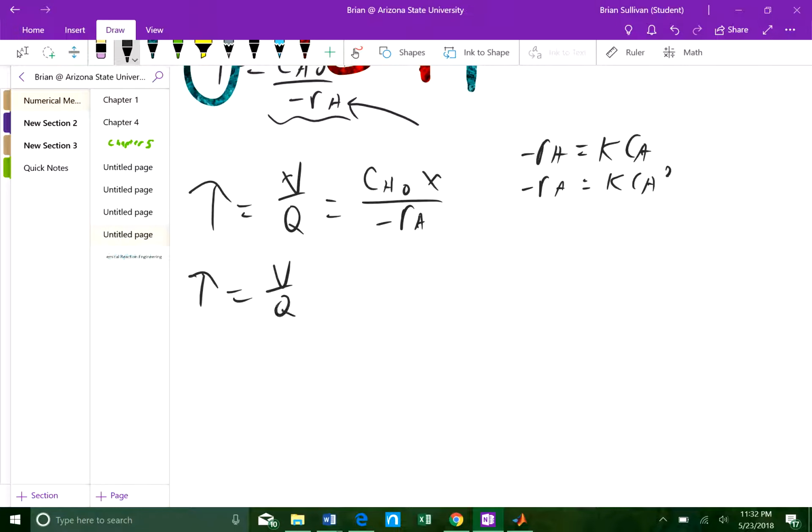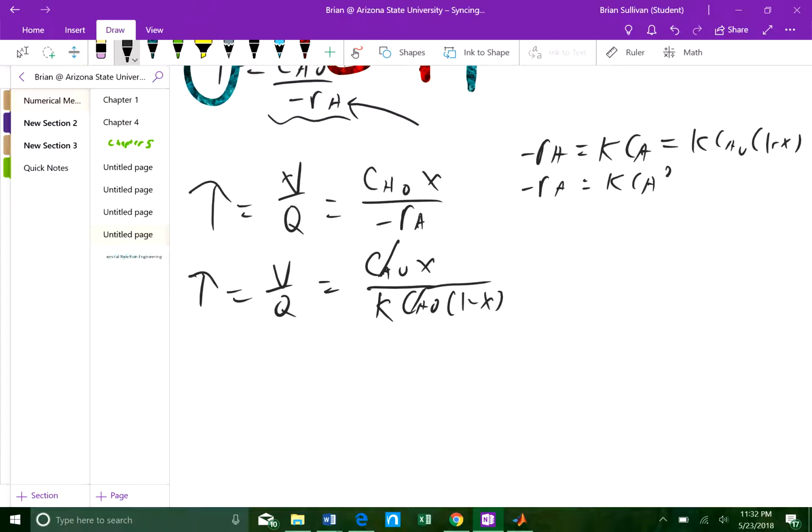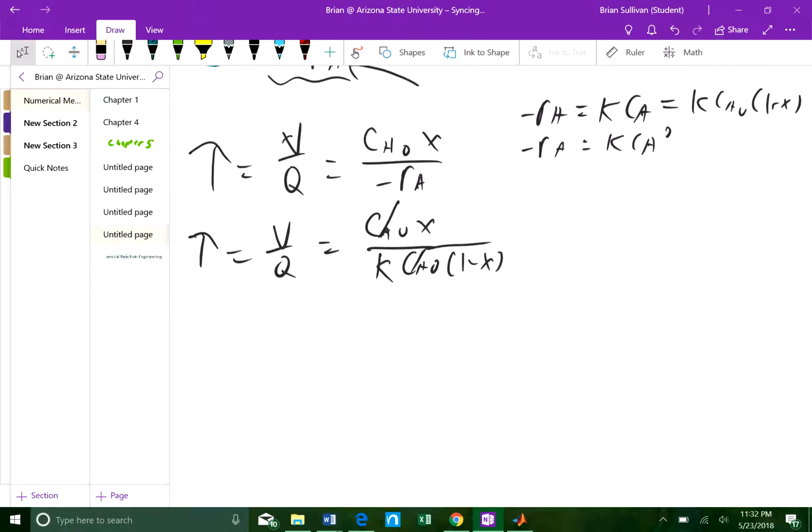So V over Q, which is going to be equal to C_A0 X over negative r_A. Plugging in for negative r_A, we'll use kC_A, which is also equal to kC_A0(1 minus X). So I might just put that straight in. There we go. So the C_A0's cancel, right? So I want you to multiply k to the tau side. Okay, I'll explain why that's even good to do.